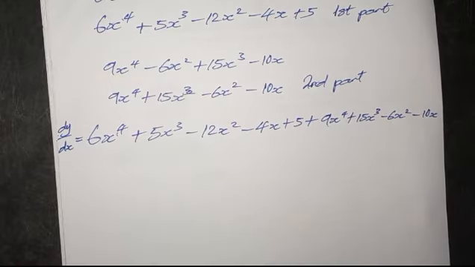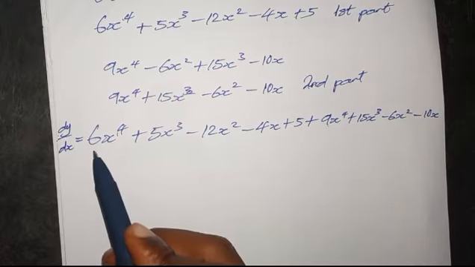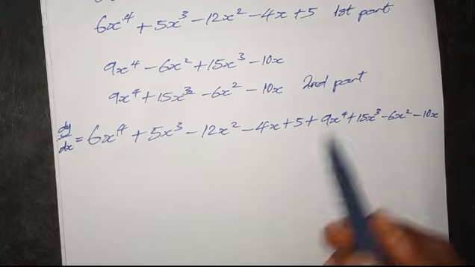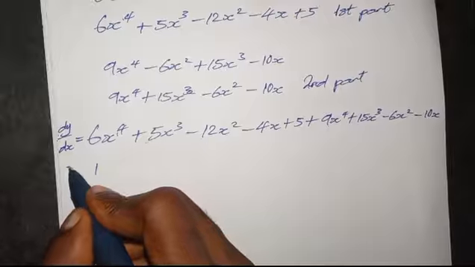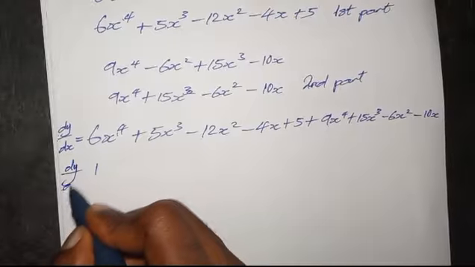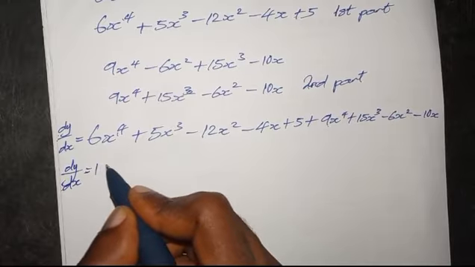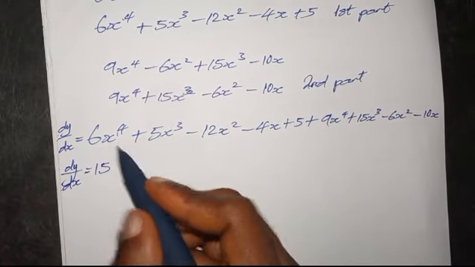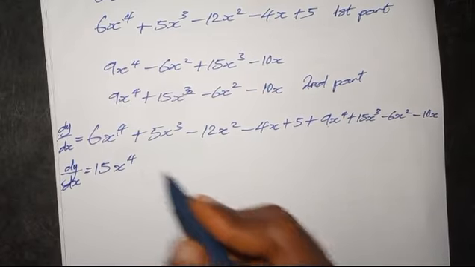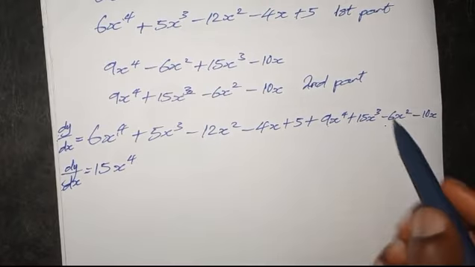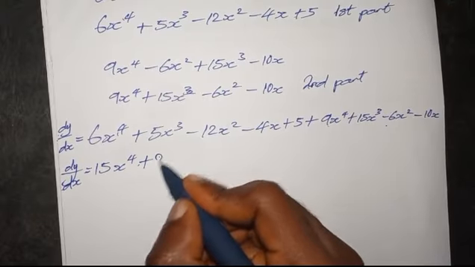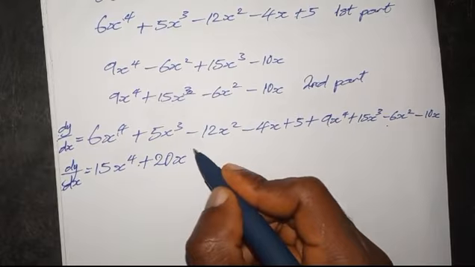So now you can solve it again by rearranging it. If you want to rearrange it, like x raised to power 4, you have here 6, you have here 9. So 6 plus 9, that will be 15. Don't forget your dy over dx is equal to 15x raised to power 4. Look for the one raised to power 3. We have a 5, we have a 15. 5 plus 15, we have plus 20x raised to power 3.